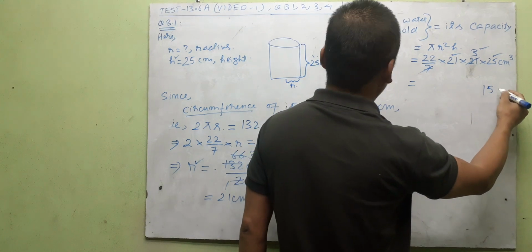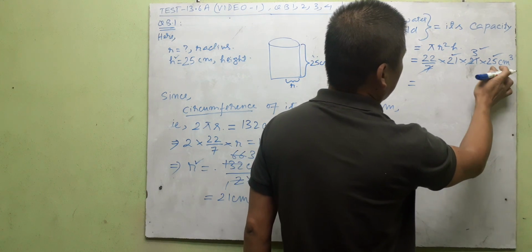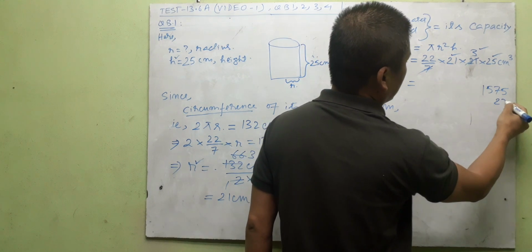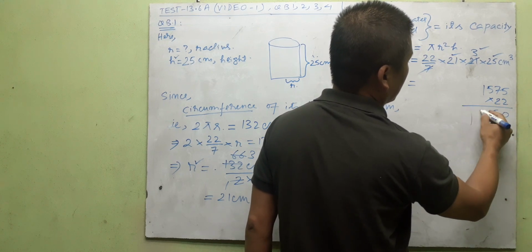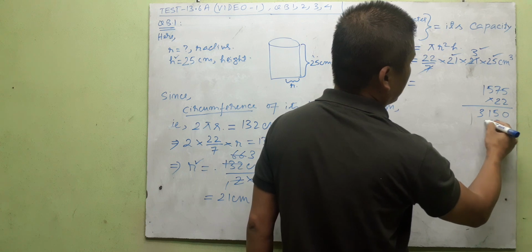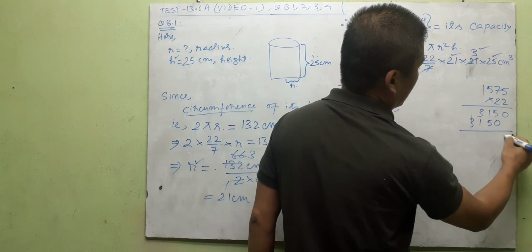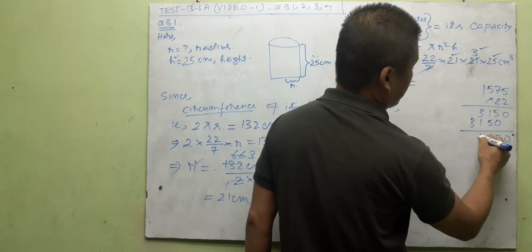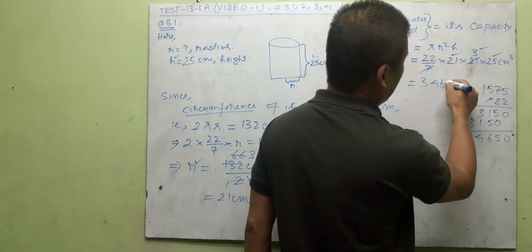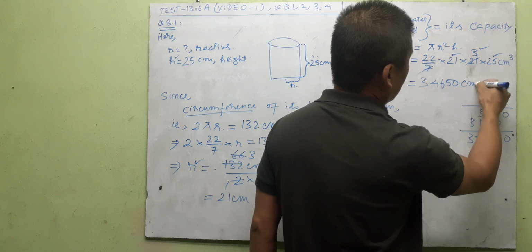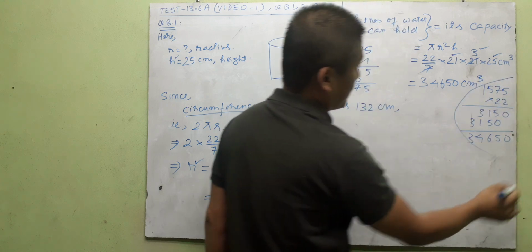When we multiply 5 and 7, 35, 5 7 5 1. So we'll get here 1 5 7 5 1. We multiply up to here and multiply finally by 22. Same numbers of 0, 5, 1 and 3 will repeat. 5, add it, 6, and here 4 and here 3. So 3 4 6 5 0 centimeter cube is what we're getting now.